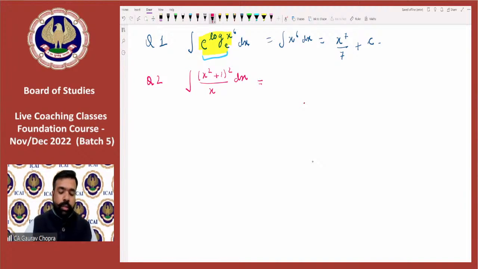Kushdeep is asking about the question number. No, there is no question number. I'm giving them from my side. Random questions, mixed questions are there.